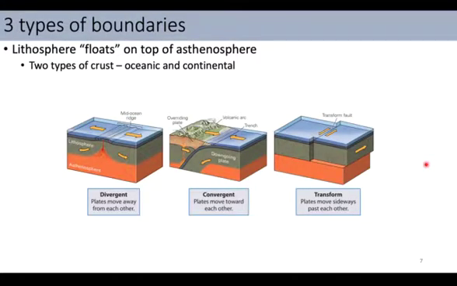So to start, if you remember, our lithosphere floats on top of our asthenosphere. So the crust is floating on top of that asthenosphere, on top of that malleable mantle material. And there are two types of crust, oceanic and continental. In these diagrams, you can see this darker gray thin layer under the water is the oceanic crust. The thicker beige above sea level lithosphere is the continental crust. So I am going to go through each of these three boundary types and explain exactly what's happening.